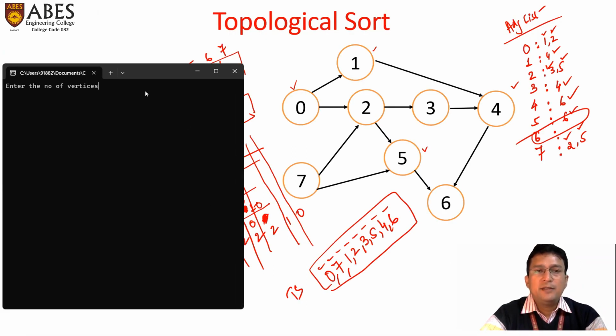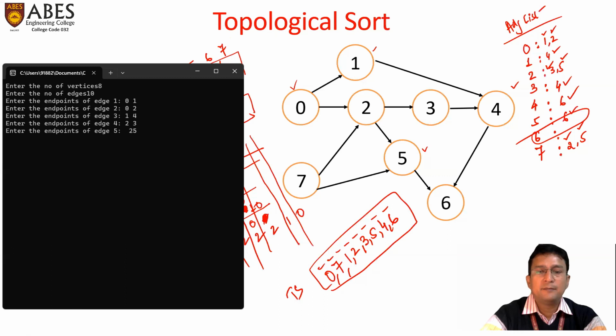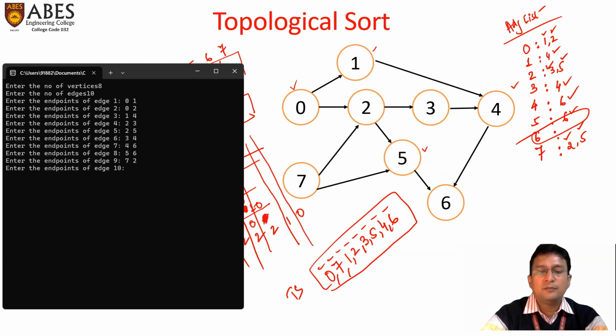So we are taking the graph on the right hand side for testing our program. This has a total of 8 vertices. The edges are 10 in total. So the first connection is from 0 to 1, second is 0 to 2, third is 1 to 4, next is 2 to 3, next is 2 to 5, next is 3 to 4, next is 4 to 6, next is 5 to 6, next is 7 to 2, next is 7 to 5.